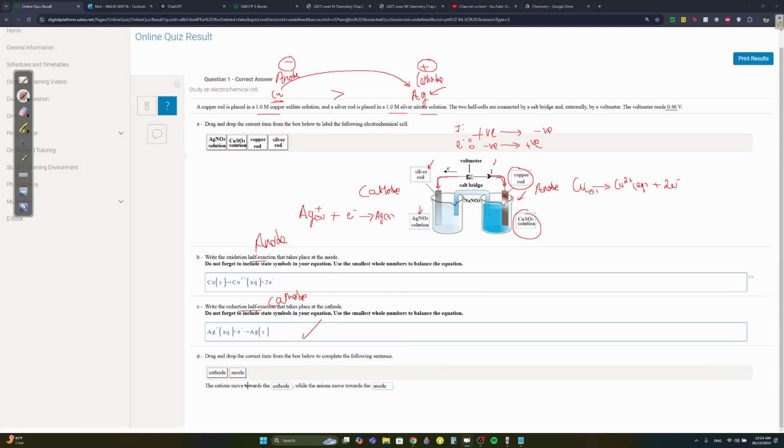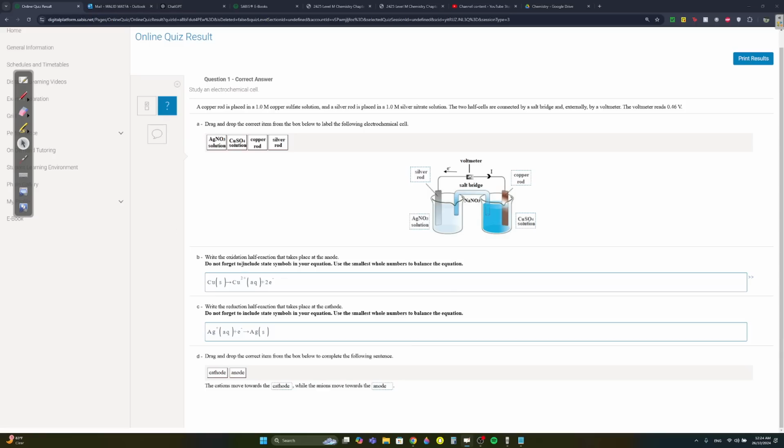The cations move towards the what, while the anions move towards the what? Very, very simple. So cations always move towards the cathode. Anions move towards the anode. That's it for this one here. That's 4.4. Now to 4.5.